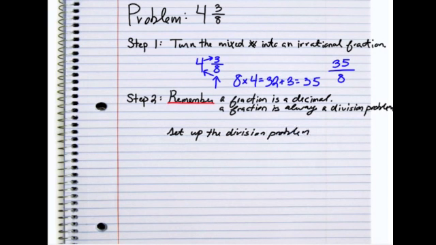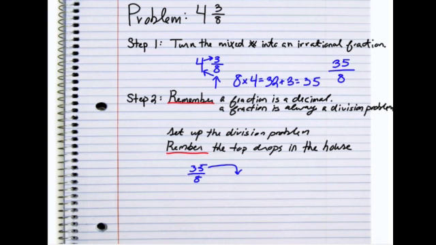And we need to remember that the top of the fraction drops into the house. So remember, the top drops into the house. And you might be a little unclear as to what I mean, but if I have a fraction that is 35/8, the top drops into the house. So my division problem is 8 divided into 35.